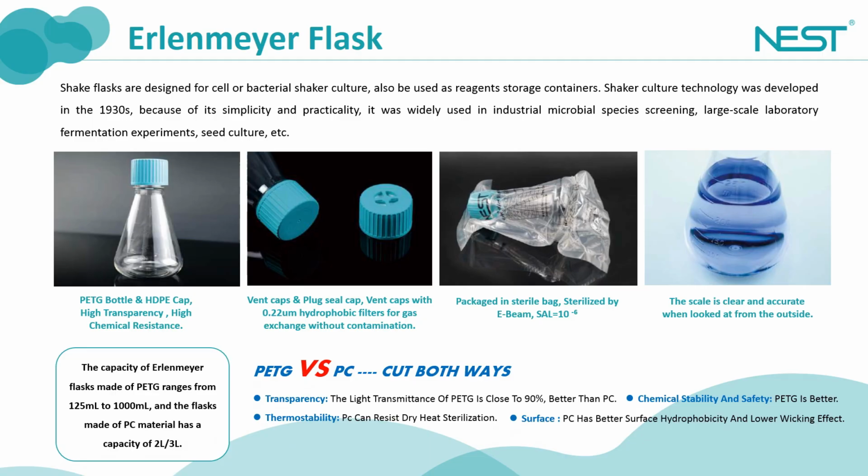There are 2 kinds of raw materials for conical shake flasks, PC and PETG. What's the difference between these 2 materials? Which one has better culture performance? How should we make recommendations to clients? They both have advantages and disadvantages.